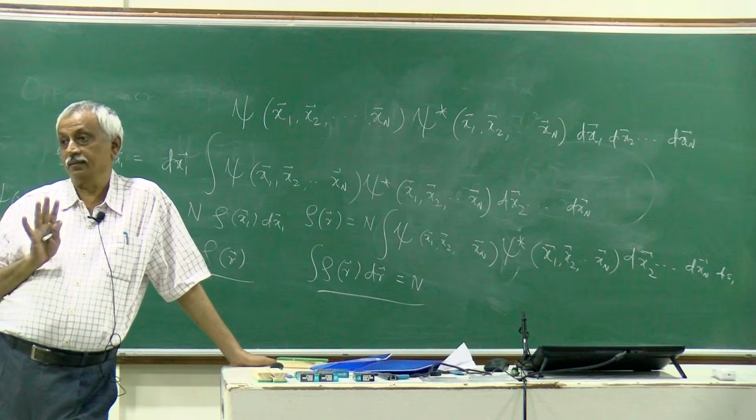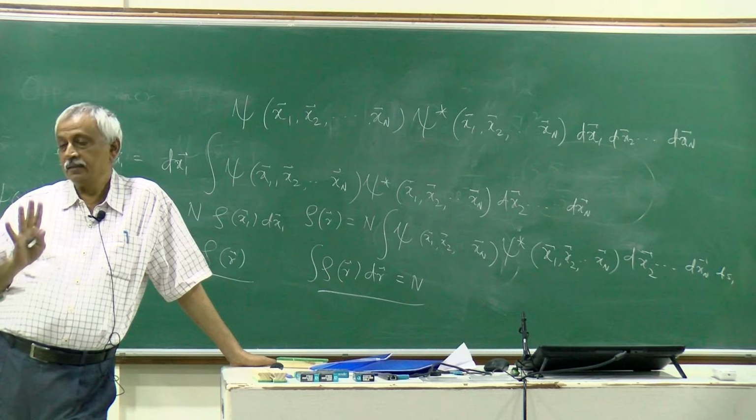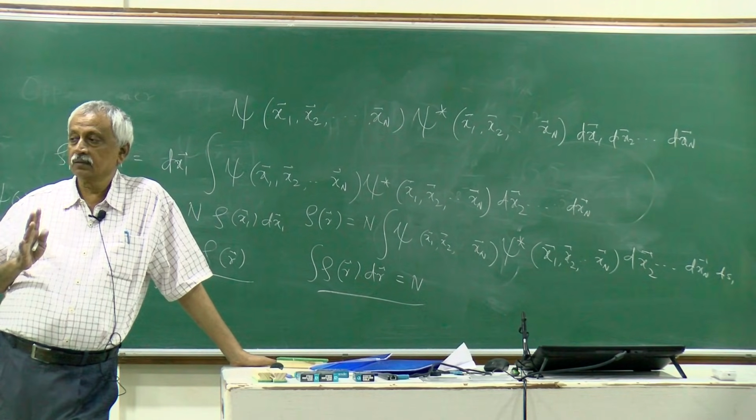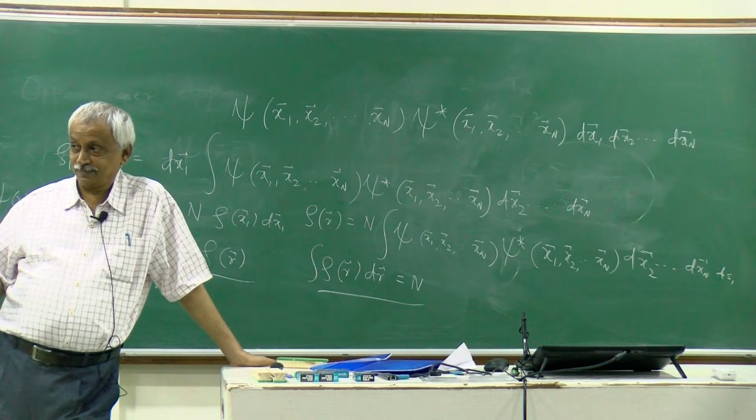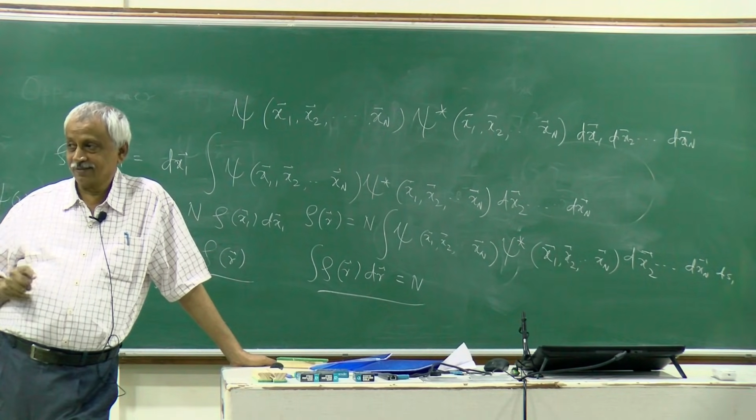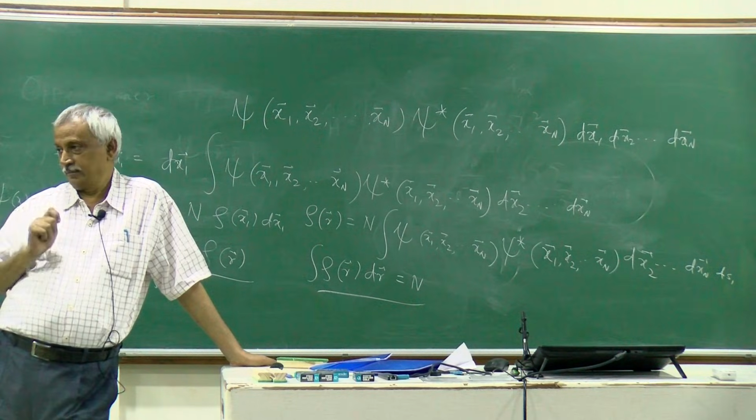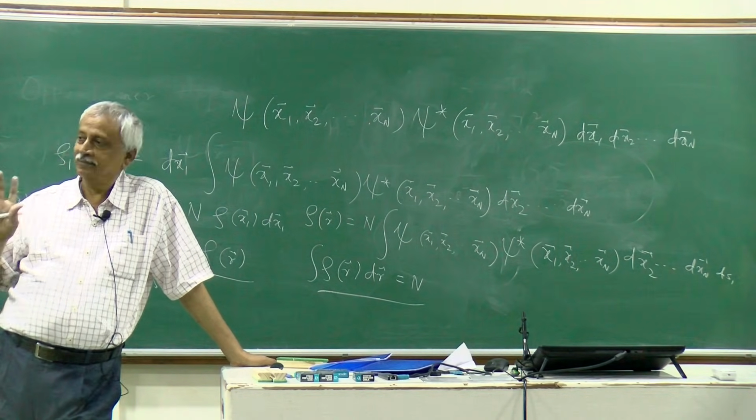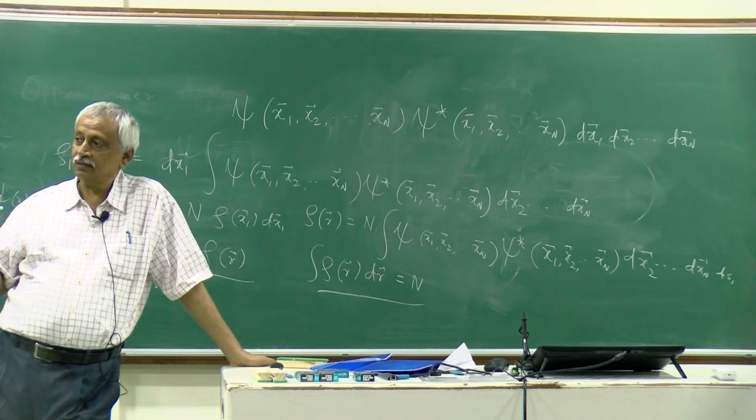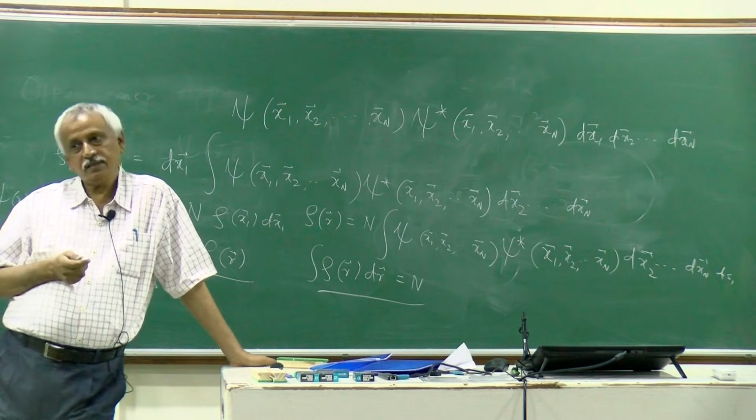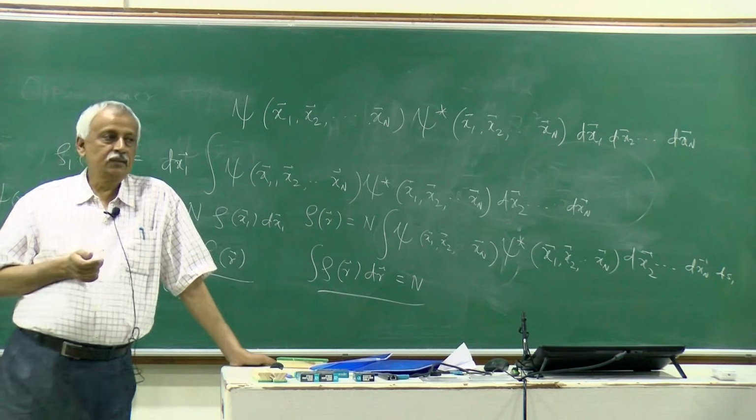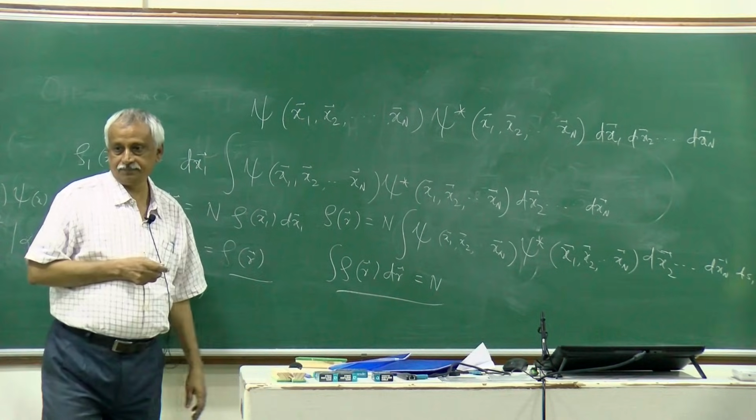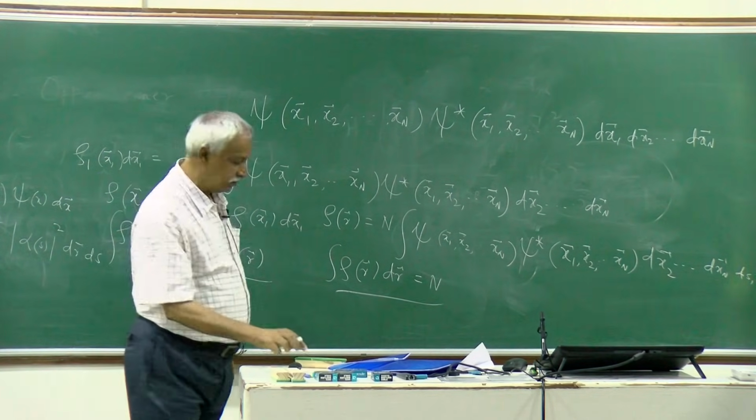You have to tell everything. Probability of finding an electron of an n electron system, in a given volume element per unit volume element, that probability density is called the density. So you now know what the density is. Without knowing this, you cannot proceed further.